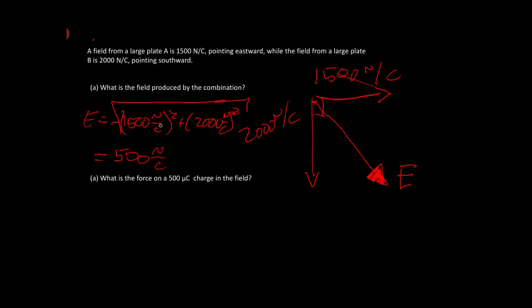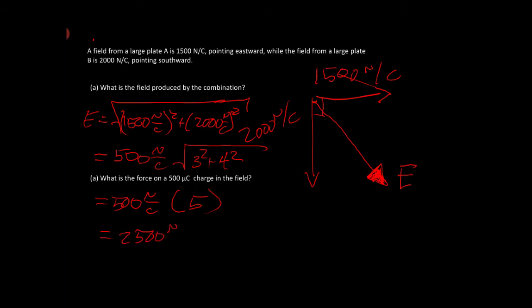They have a common factor of 500 newtons per coulomb. So that means we have 3 squared plus 4 squared, which may have been the reason why I did this, because that means I have 500 newtons per coulomb times the square root of 3 squared plus 4 squared. That's one of those wonderful magic triangles that we know, which is 5, right? 3 squared plus 4 squared equals 5 squared, and the square root of 5 squared is 5. And we do 5 times 500, and that's 2,500 newtons per coulomb. And that is part A.